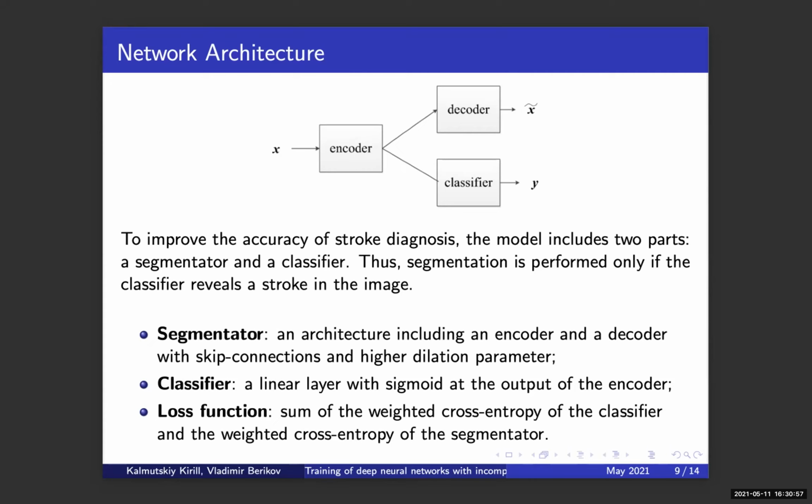Why do we want to use two models instead of one? As I said, we need a decision support system. So we need to decrease the number of false positives. We need to decrease the false positive rate because we don't want to notify the doctor, we don't want to say that there is a stroke when it is actually not. And if we use only the segmentator, we will always say that there is a stroke on the image, and the doctor will say, okay, this model always says that there is a stroke, and we don't want to use it. So to resolve this problem, we use the classifier layer and train this model on the sum of losses of classifier and segmentator.